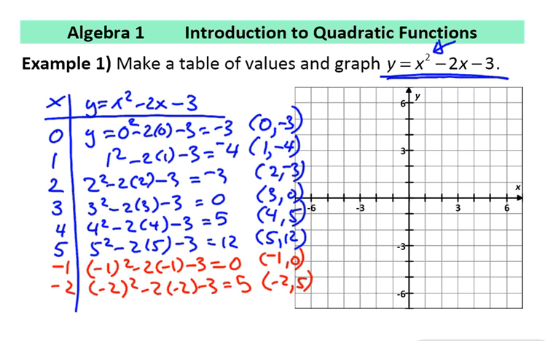So now I'm going to plot those points. So I have 0, negative 3. I have 1, negative 4. 2, negative 3. 3, 0. 4, 5. Then I have 5, 12, which is off. Then I have negative 1, 0, and negative 2, 5 again right there. So you can kind of see the look.